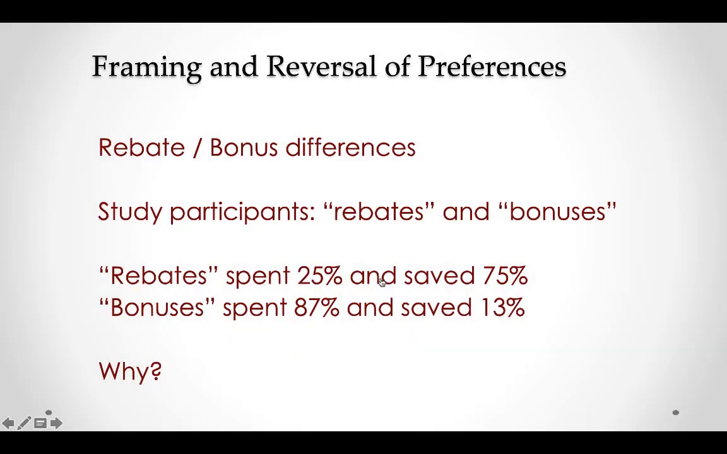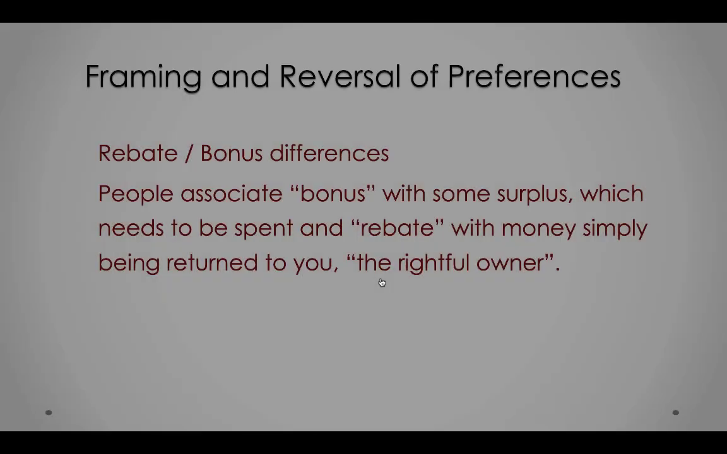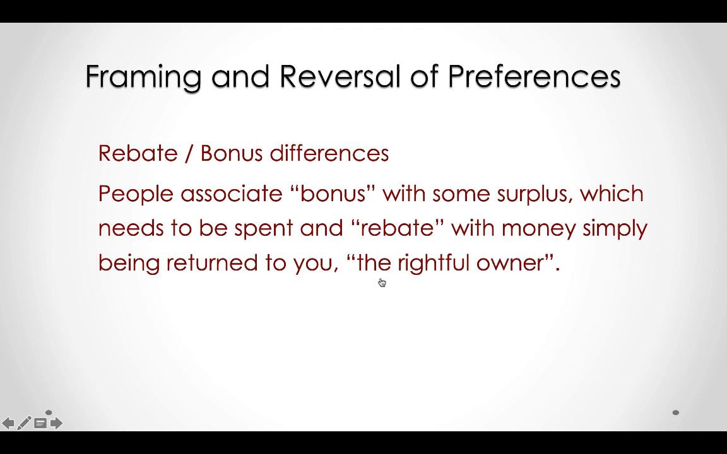So when the word rebate was used, which was the normal word that was used, people spent about 25% and saved 75%. So the researchers are arguing if the word bonus would have been used, the people would have spent 87% and saved 13%. On a scale of $38 billion, that's a huge, huge difference. So again, the question is why in terms of mental accounting. Okay, maybe you figure out by now.